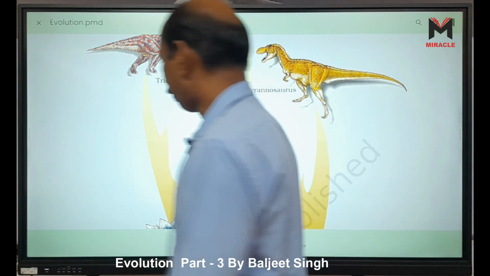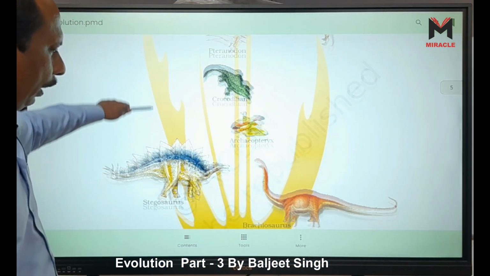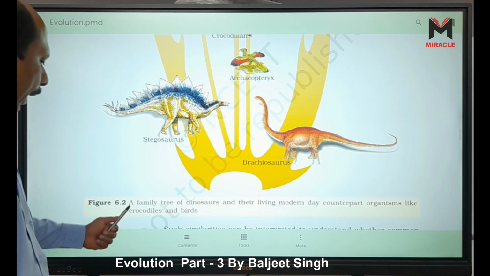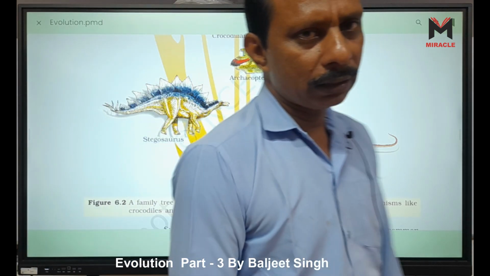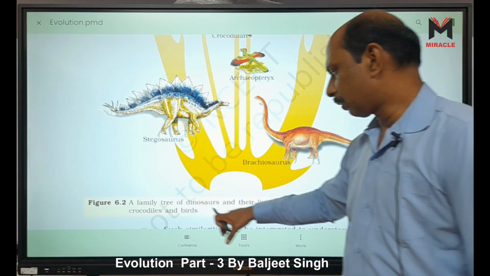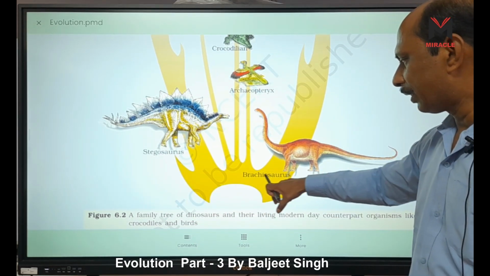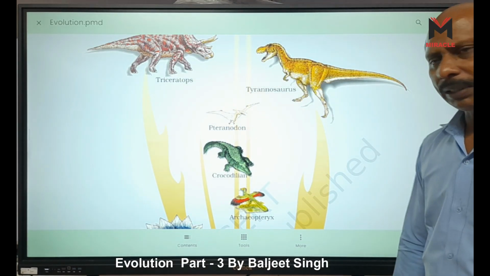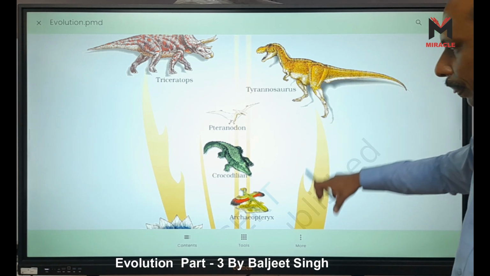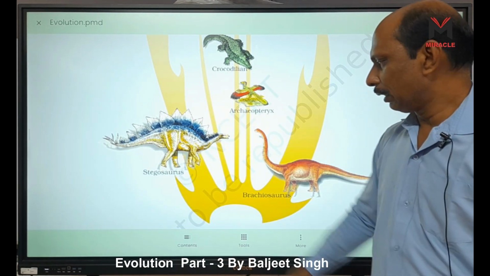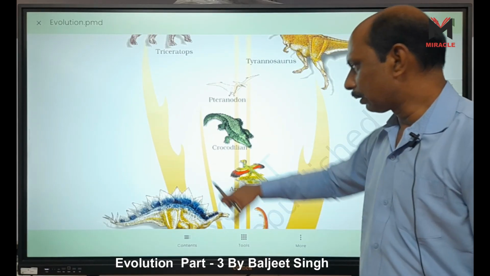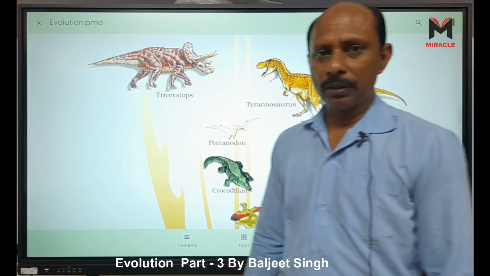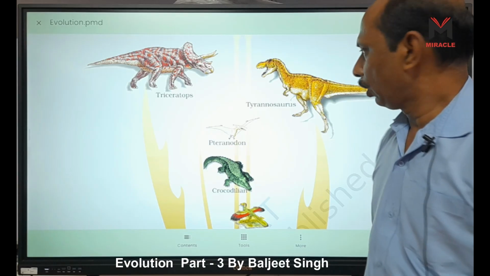common similarities. Here a tree is given, right? An ancestor tree. A family tree of dinosaurs and their living modern day counterpart organisms like crocodiles and birds. Crocodiles and birds evolved from the dinosaurs, from this tree we understand, right? Look here, Brachiosaurus evolved into the Tyrannosaurus, but what happens then after they died? Next one is here, Stegosaurus, right? Two branches arise, so then what happens? It means it develops into Triceratops, and then extinct. Both are extinct.